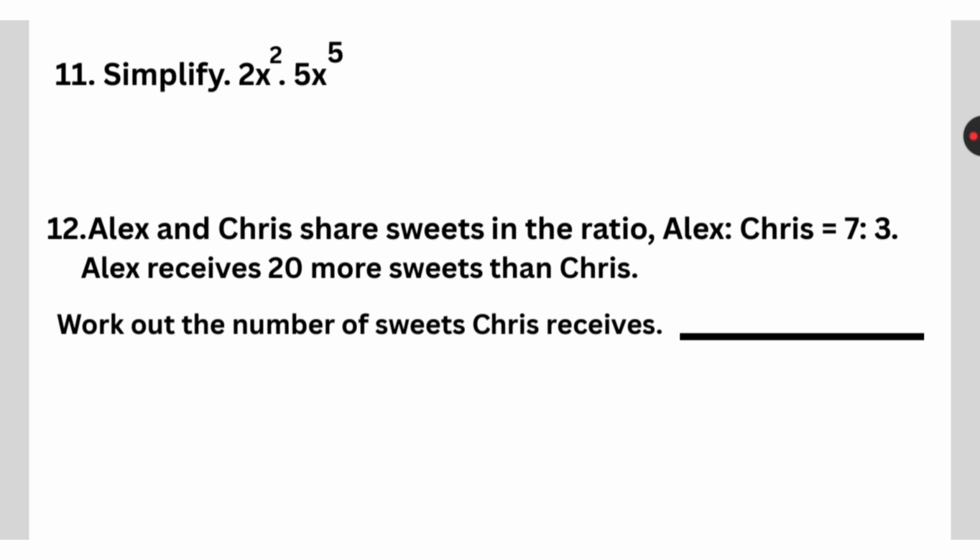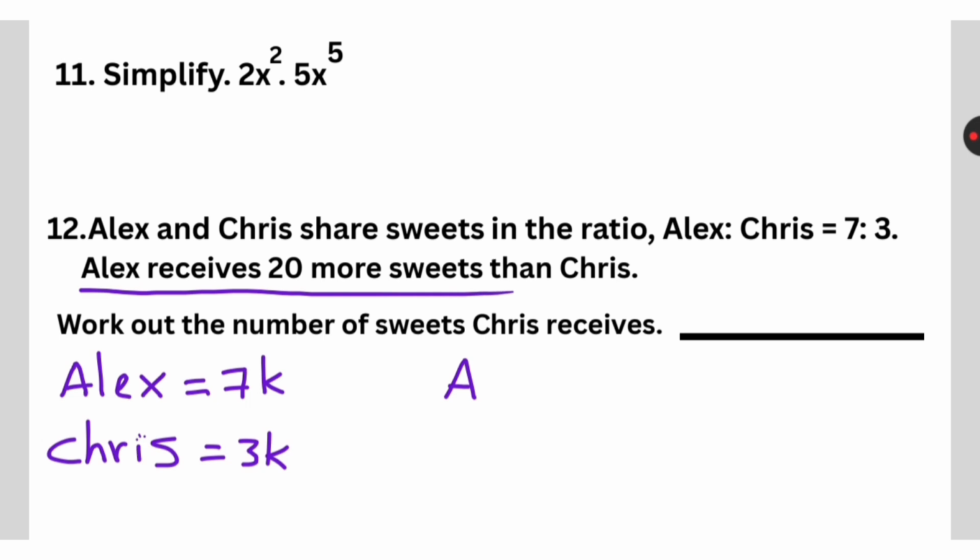Alex and Chris share sweets in the ratio. So what is the given ratio? Alex and Chris are in the ratio 7:3. Alex receives 20 more sweets than Chris. Work out the number of sweets Chris receives. Let's see how to do it. They have given Alex and Chris the ratio 7:3. So here, let us consider Alex as 7k and Chris as 3k.